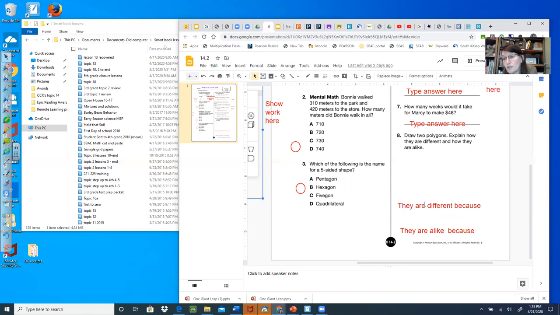We care about their vertices. So you need to use mathematical terminology when you're explaining how they're different and how they're the same, whether they all have the same side length, whether opposite sides are equal and parallel. So make sure that you're specific and that whatever you say there has to do with the shapes that you pick. Don't say something that doesn't apply to your shape.